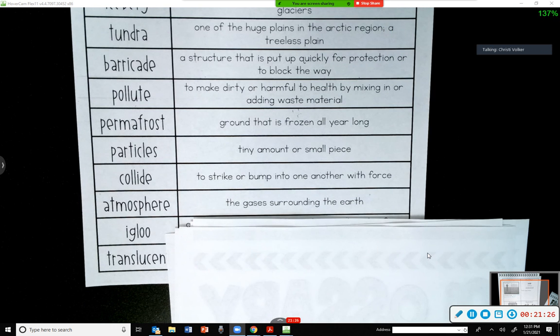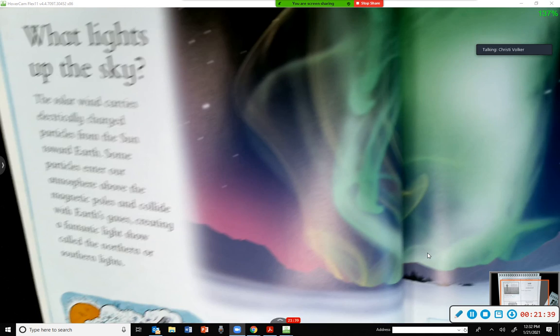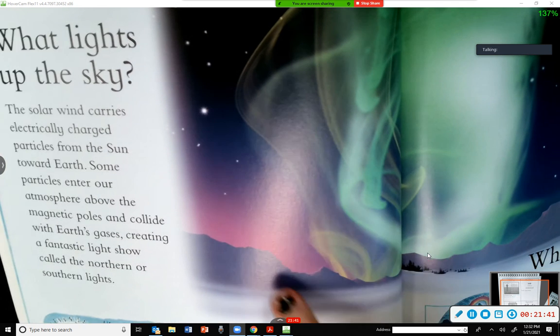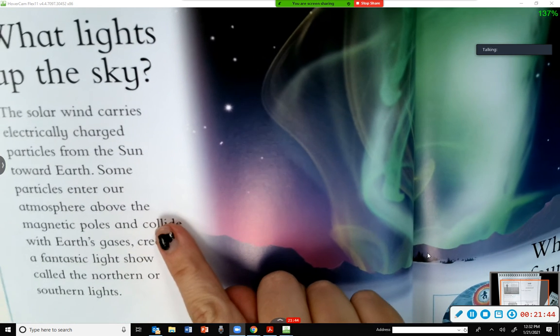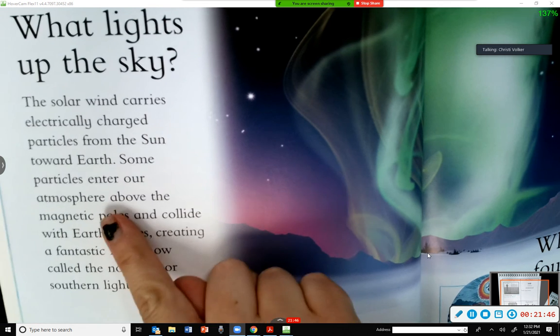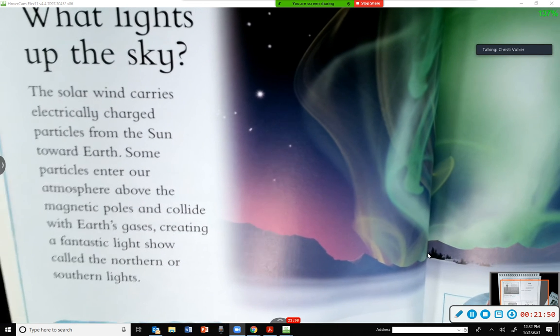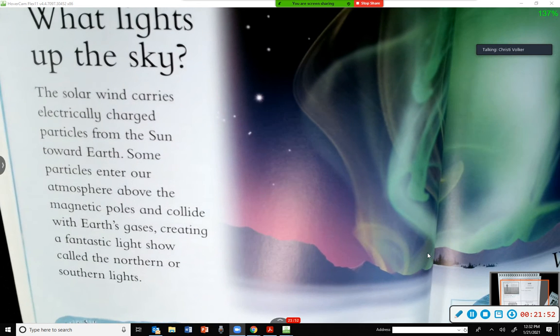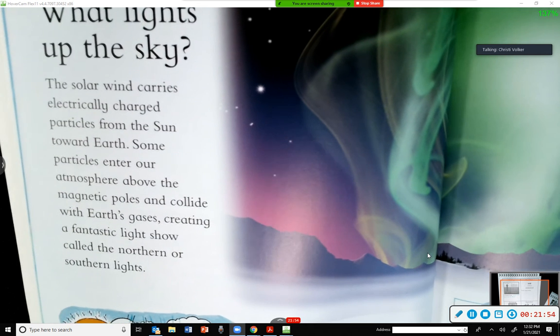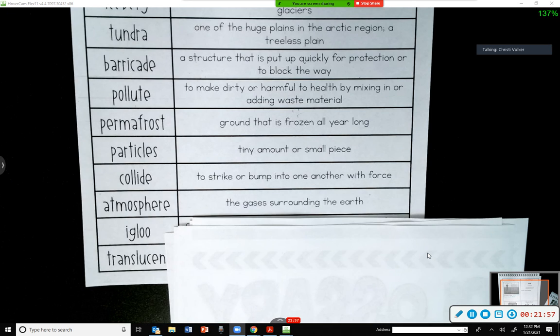Igloos are kind of like a house. They talked about it right here. Some particles enter our atmosphere. Okay? That's so cool. I just want to jump in it. Those are the northern lights, but the atmosphere is the gases around Earth.